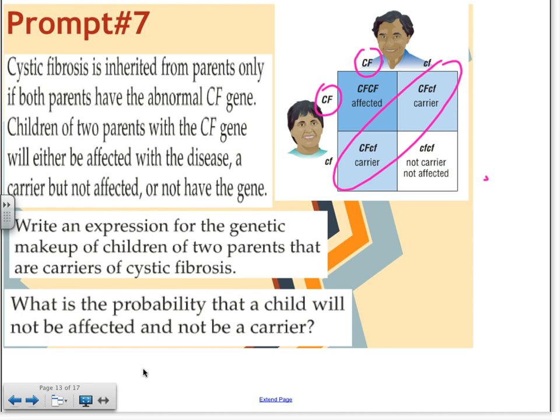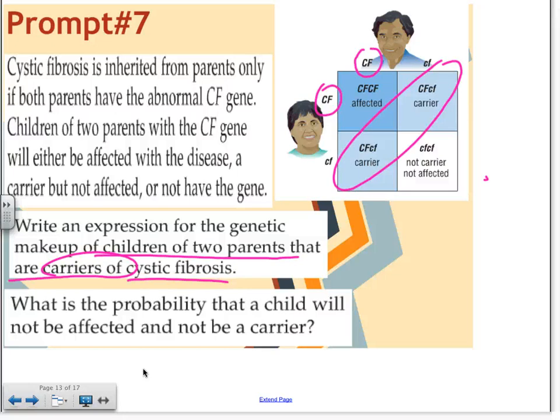Yeah. Okay. Now, the question asked: write an expression for the genetic makeup of the children of two parents that are carriers of cystic fibrosis. So in this case, how do you write that expression to represent the carrier? Yes? You have to indicate small or big CF. Oh, big CF. Another big CF. Power of 2. Power of 2, you said? Yes. Carrier? Look at the carrier. This is affected. This is carrier. And this is not carrier, not affected.